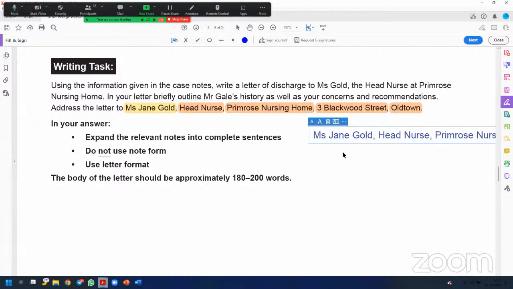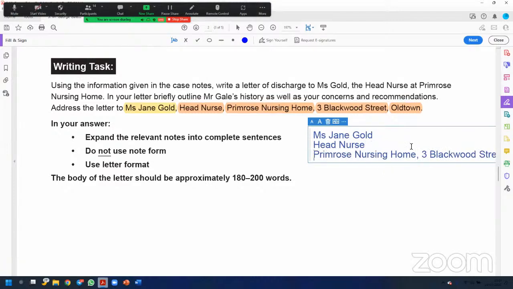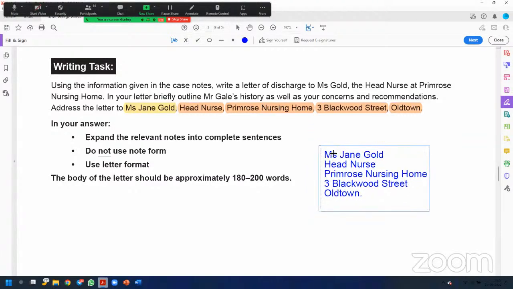If you write some letters like this, then afterwards by default, you will write it right. Primrose Nursing Home. Come on, now you can type in the chat box. 3 Blackwood Street, Old Town. That's it. This is the address.